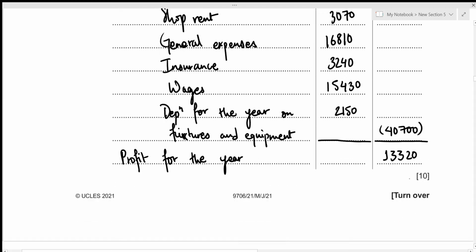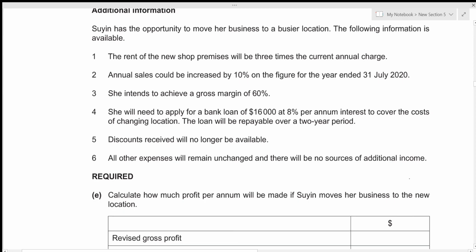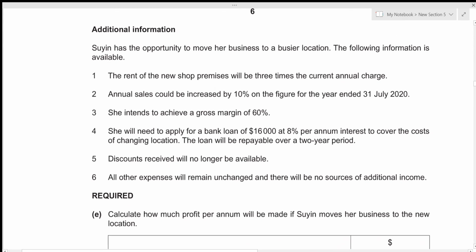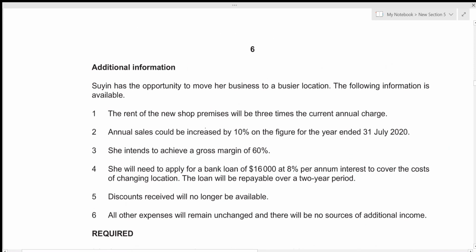Now we can move on to another question, the fifth one. We're given a lot of additional information, and we are required to calculate how much profit per annum will be made if Suin moves her business to the new location. So we need to consider all of this additional information in order to figure this out. We're starting from revised gross profit. Let's look at the additional information.